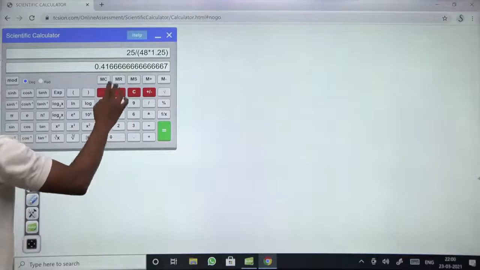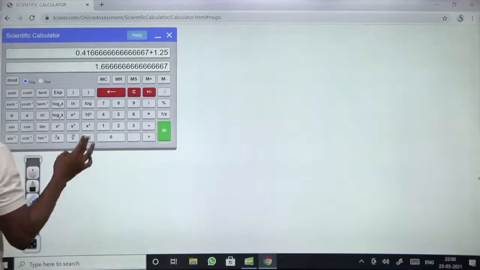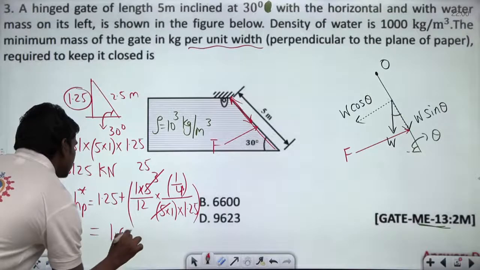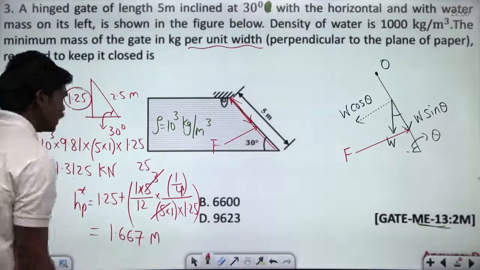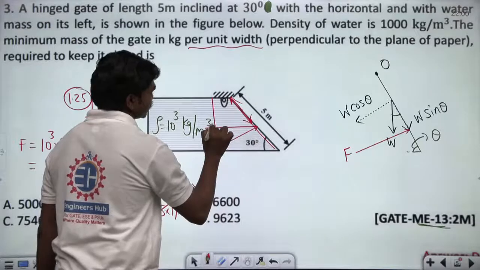So total 0.4166, plus let us add 1.25 to this. So if you add 1.25 to this, it is 1.667. Let us round off to 3 decimals in general. So 1.667 meters, which means this height is 1.667 meters.